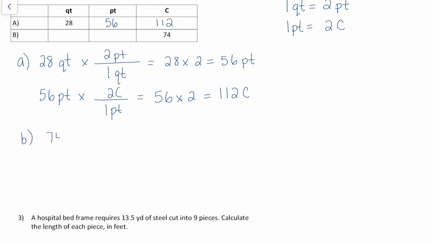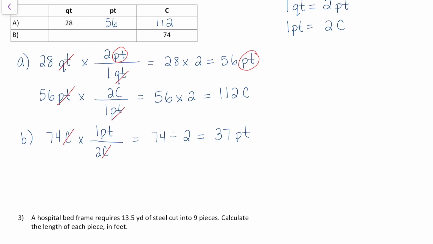For B, I have 74 cups. I want to go to pints, so I'm going to put my cups on the bottom and my pint on top. So I'm going to do 74, and in this case I'm dividing by 2 to get 37 pints. We're always choosing the conversion so that these cancel out, right? So I have my pint, pint, quarts, quarts, and I'm left with whatever unit is on the top, which is the one I'm trying to get to.